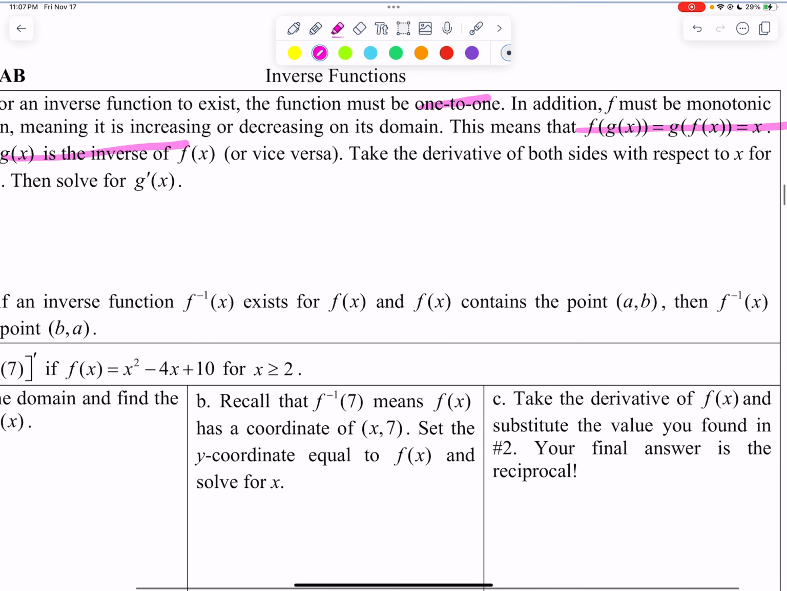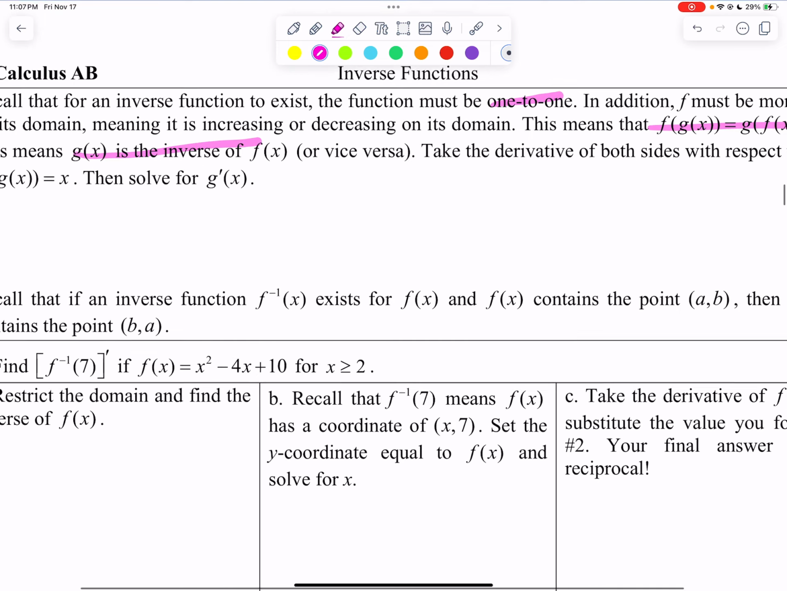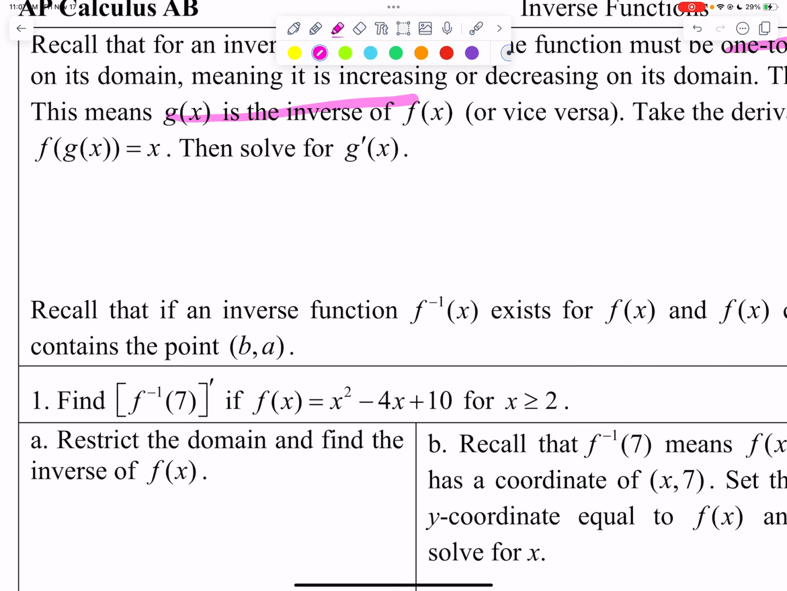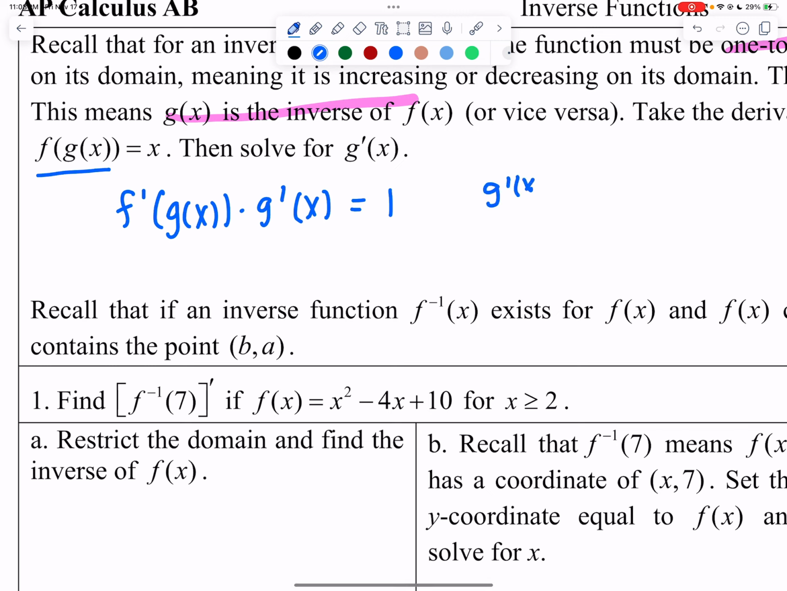So what we're going to do is take the derivative of both sides with respect to x for f of g of x is equal to x. Then we're going to solve for g prime of x. So if I take this derivative right here, remember that this is just the chain rule. So I have f prime of g of x times g prime of x is equal to 1. And if I'm solving for g prime of x, then that's going to give me 1 over f prime g of x.